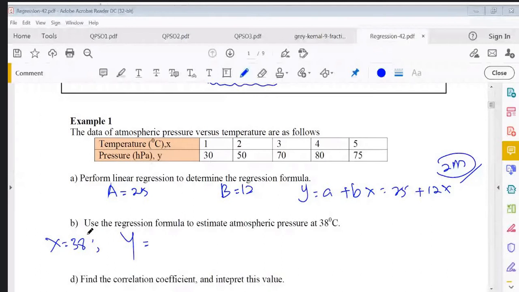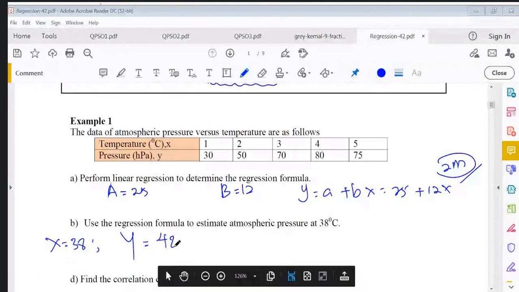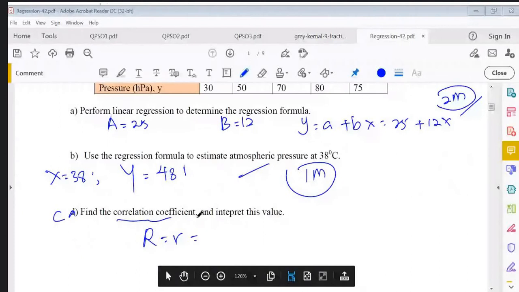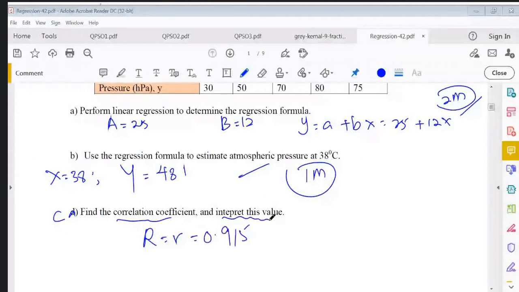Okay, number C. What is the value R, the correlation coefficient? The symbol is R. What is the value R? Okay, 0.915. Interpret this value. Strong positive or strong negative? Strong positive, because it is almost 1.